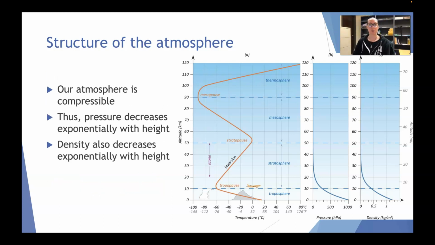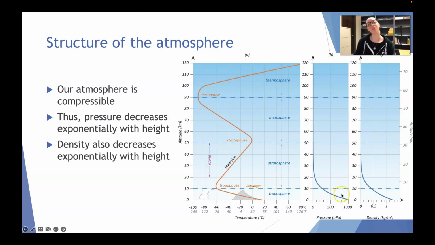So if we were to consider pressure, which is this middle column here, and density, which is the far right column, we have to keep in mind that our atmosphere here is compressible. So that means that pressure decreases exponentially with height, and so does density, right? So the further up you go, the less air pressure there is, and the less dense the air is as well.